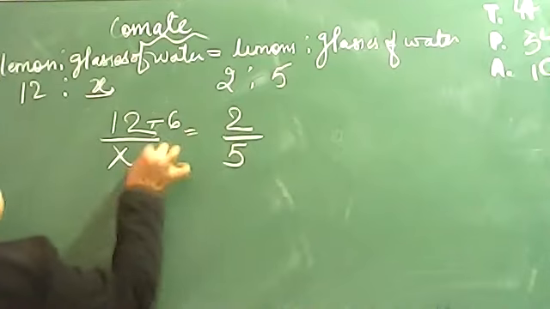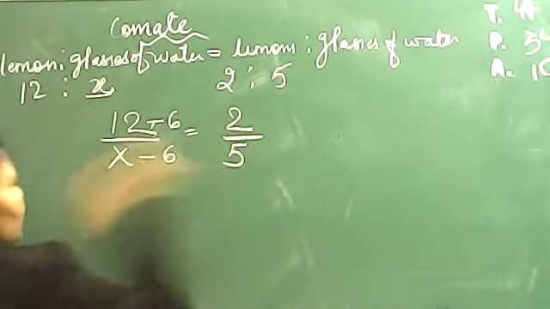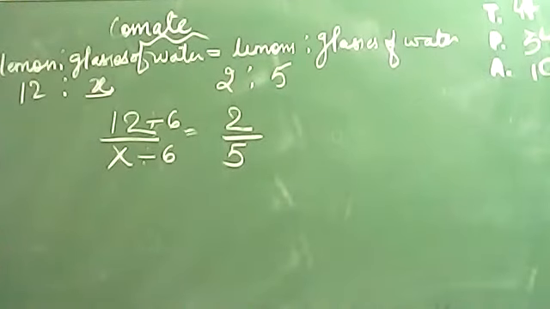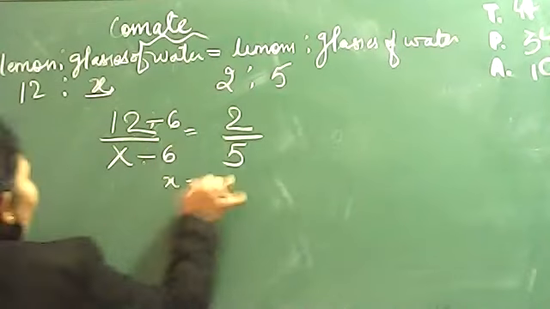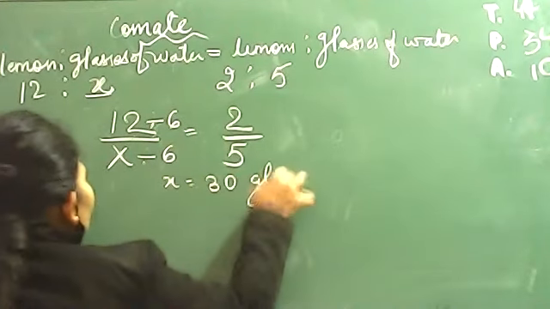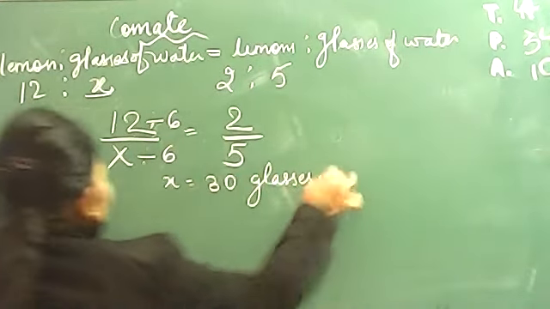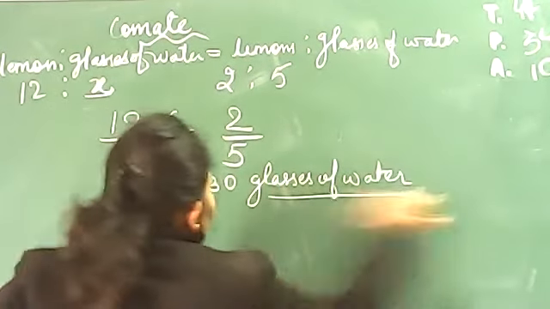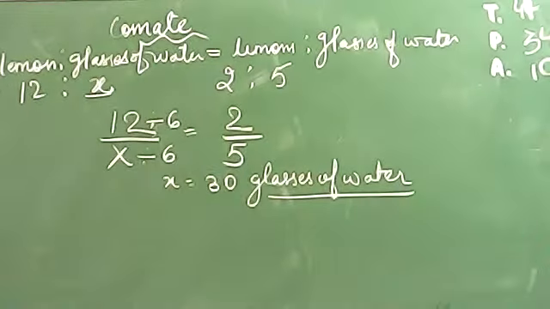So can you tell me which number will be divided by 6 to get 5? 30. When we divide 30 by 6, we will get the answer 5. It means the x value is 30. Means 30 glasses of water will be used for 12 lemons. Finished.